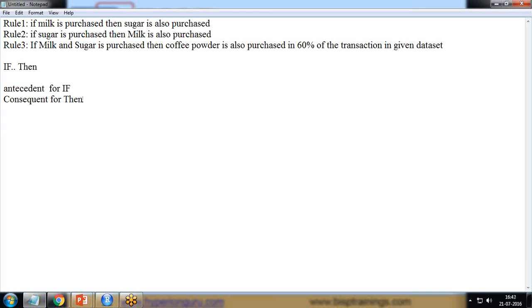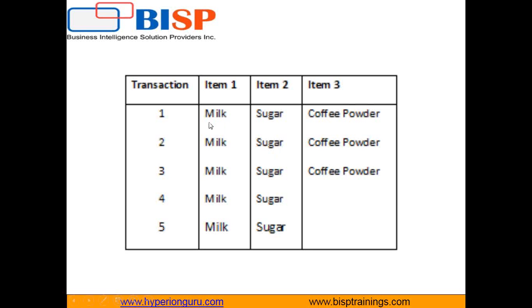So how are we going to calculate this? For the above rules we can understand the following explicitly: whenever milk is purchased, sugar is also purchased, and this goes vice versa. If milk is purchased, sugar is also purchased, or if sugar is purchased, milk is also purchased. If milk and sugar are purchased, then coffee powder is also purchased, and this is true in 3 out of 5 transactions. In other words, we have a support of 3 out of 5 transactions for this rule, so around 60%. I have already explained this with the above 3 rules.